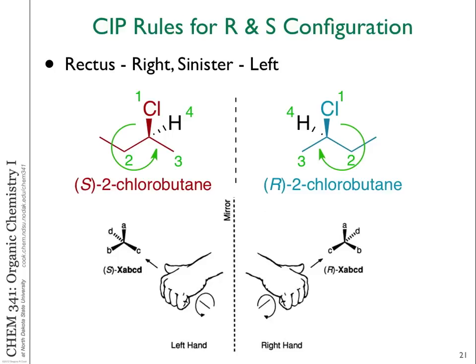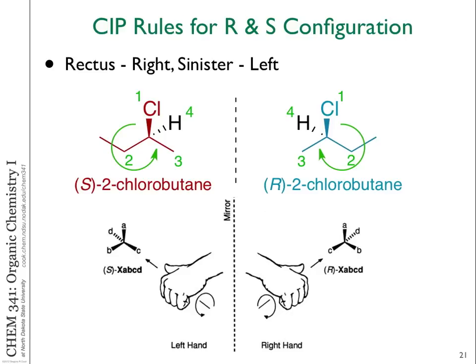So, for example, this molecule. If the hydrogen is going to the back, I point my thumb to the back. Okay? And then my hand curls in the direction of 1, 2, 3. That's what it is, right hand or left hand. In this case, for the molecule on left, it's going the wrong way, right? You have to actually go over here, point your thumb in the back, and then your hand curls in the right direction, that's your left hand. That tells you it must be an S for sinister or left.